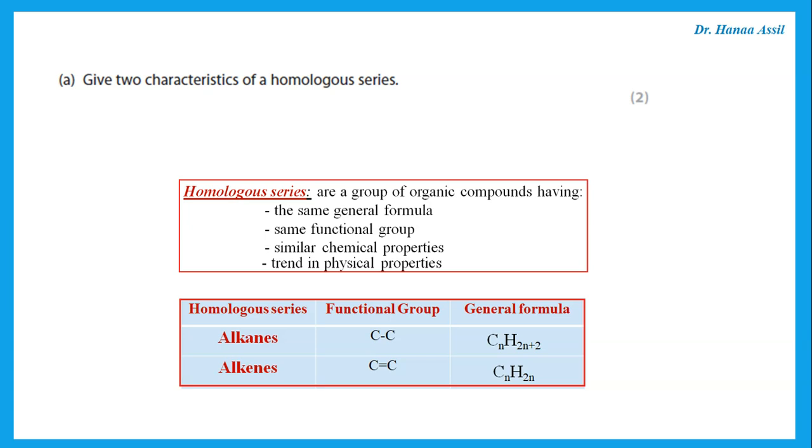So alkanes, CnH2n+2. So the hydrogens are twice the carbon plus 2. For alkenes, the hydrogens are only twice the carbon, so it's CnH2n. So characteristics of a homologous series, the main characteristics are same functional group, same general formula, similar chemical properties.